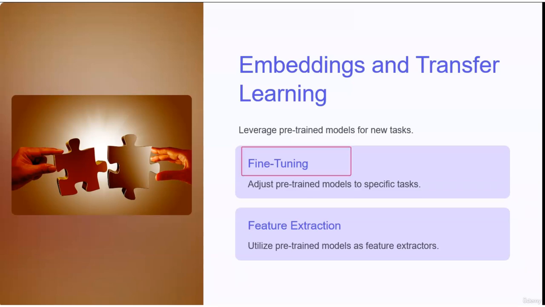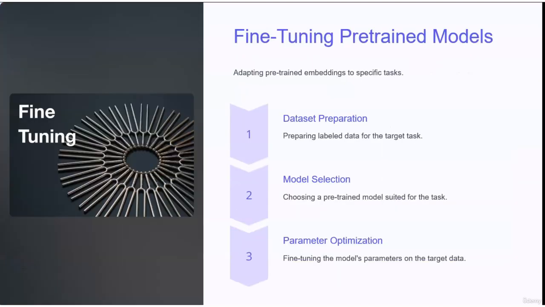Embeddings are crucial in transfer learning, where pre-trained models are leveraged for new tasks. Fine-tuning involves adjusting pre-trained models to perform specific tasks by training them on labeled data related to those tasks. For example, a pre-trained language model can be fine-tuned to improve its performance in customer service chatbots. In feature extraction, pre-trained models are used to generate embeddings that serve as features for other models. For example, embeddings from a pre-trained BERT model can be used to improve the accuracy of a sentiment analysis model.